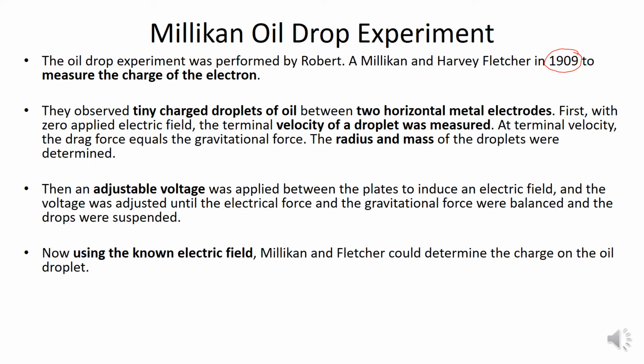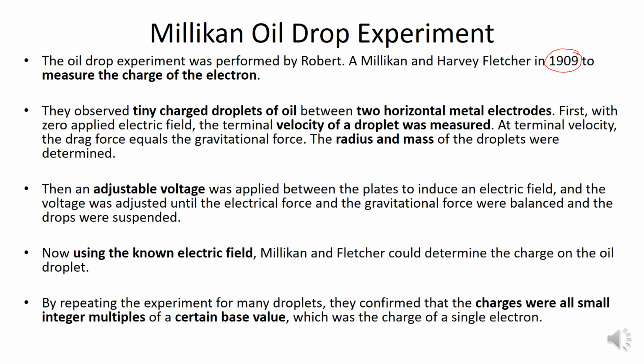So when they were using a known electric field, and we'll talk about the definition of that shortly, Millikan and Fletcher could determine the charge on the oil drop. So they could say what was the negative charge on the oil drop, and by doing that for hundreds and thousands of oil drops, they saw that the answers for the charges were always small integer multiples of a certain base value. So the answer always came back 2 times a base value, or 4 times a base value, or 1 times a base value.